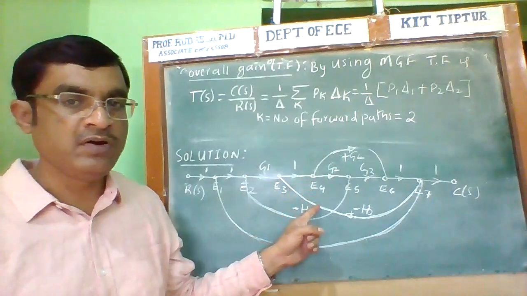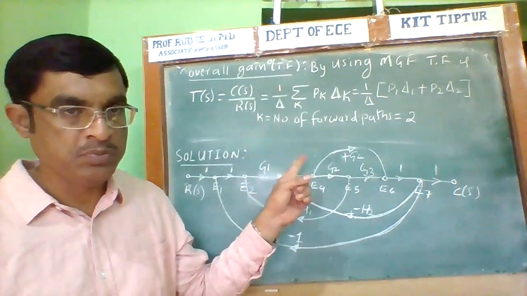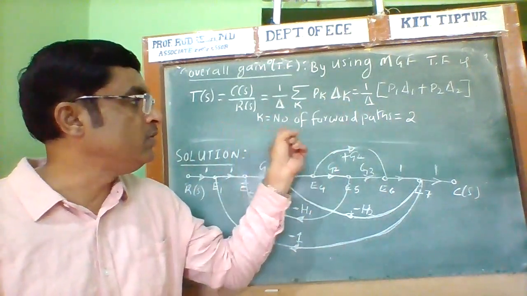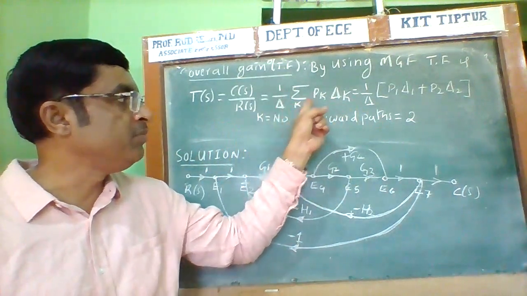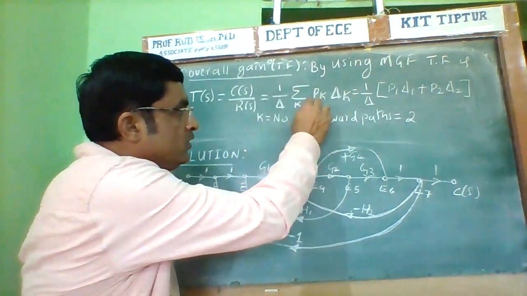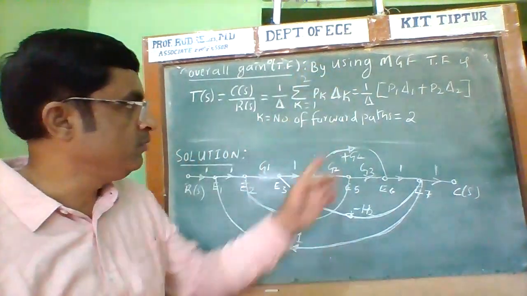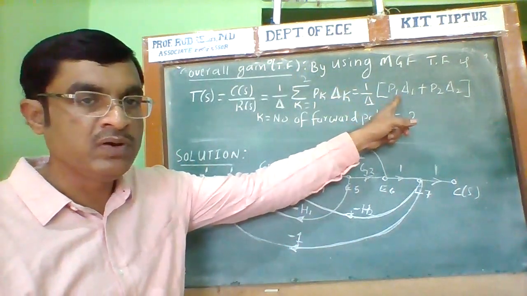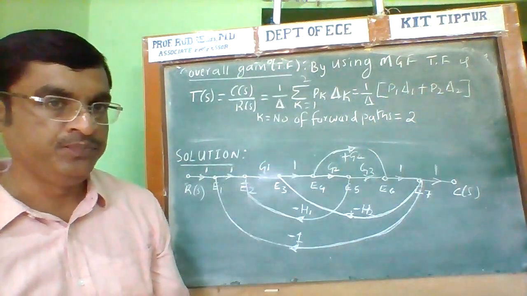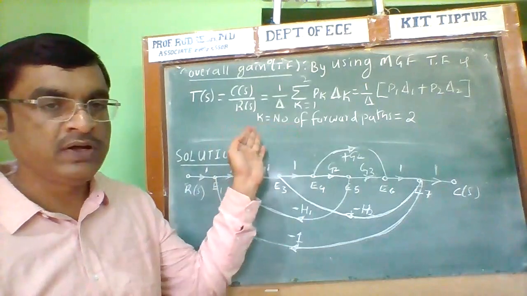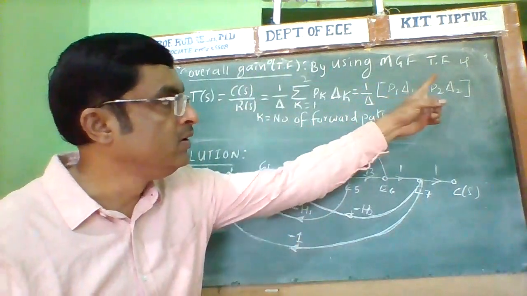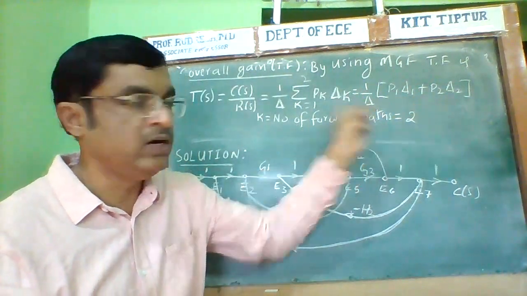In this particular signal flow graph, there are only two forward paths. Therefore, k is the number of forward paths, and k is equal to 2. So the summation of Pk into delta k is 1 by delta, P1 into delta 1 plus P2 into delta 2. After expanding, in the next step we need to calculate P1, P2, delta 1, delta 2, and delta.